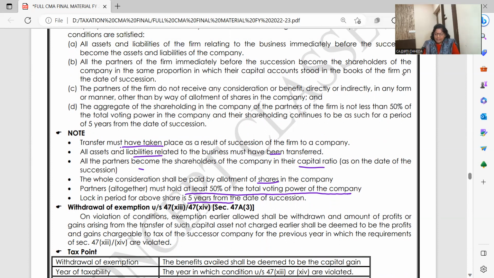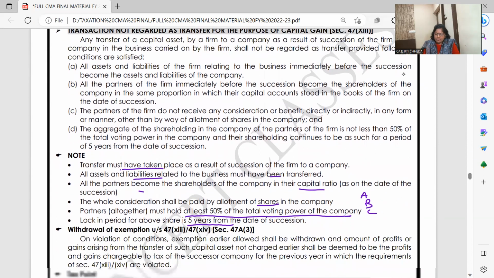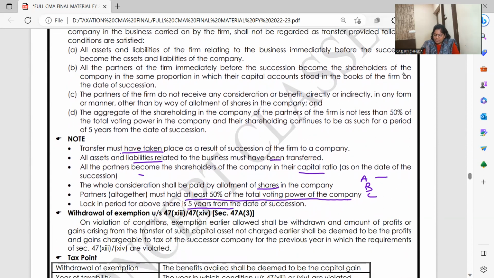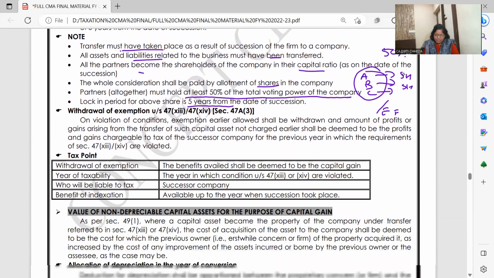I told you, no, like ABC partners. This is partnership firm converted into company. So these three have become what? Shareholders. So can a new shareholder come in? Yes, he can. But these three should hold at least 50% of the share capital in the company.